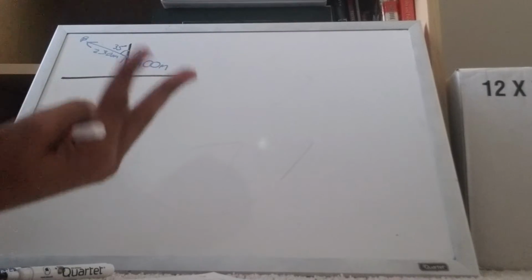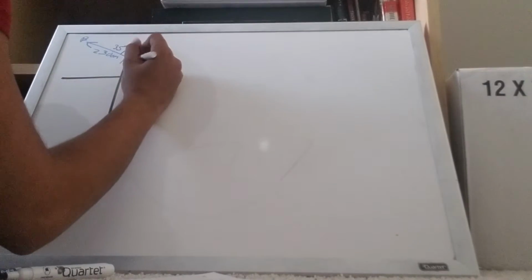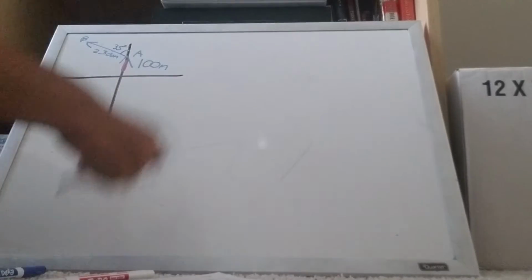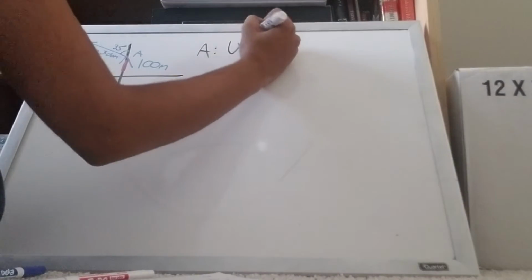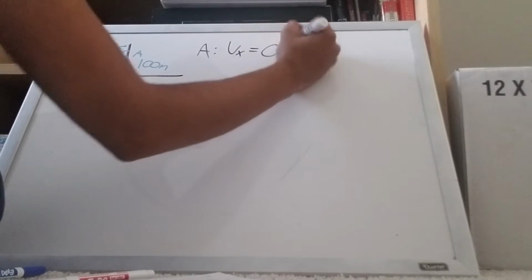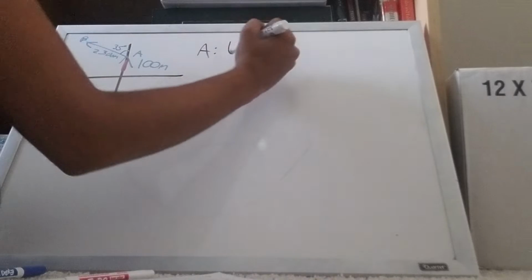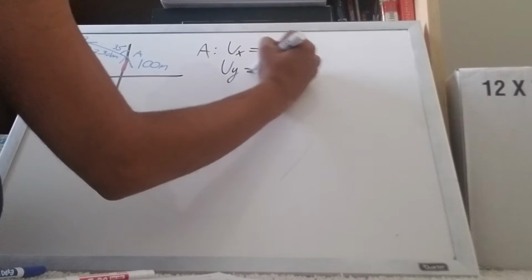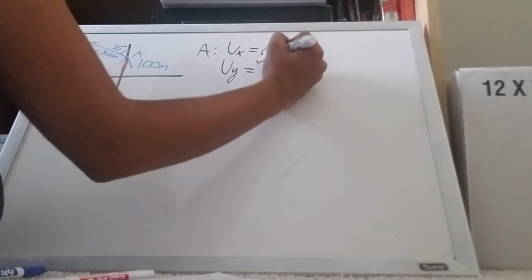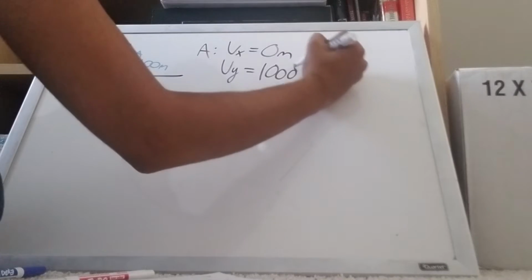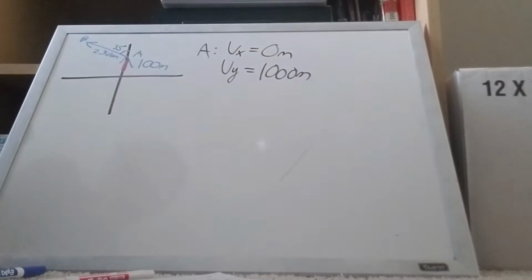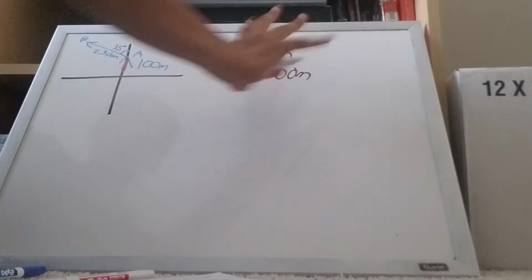A is a straight line, so it has two components. Every vector has two components. But in this case, A has an x vector component of 0 meters because there's no horizontal tilt to this, it's just straight. And then it has a vertical or Vy component of 1,000 meters. So that's pretty simple, that's easy.